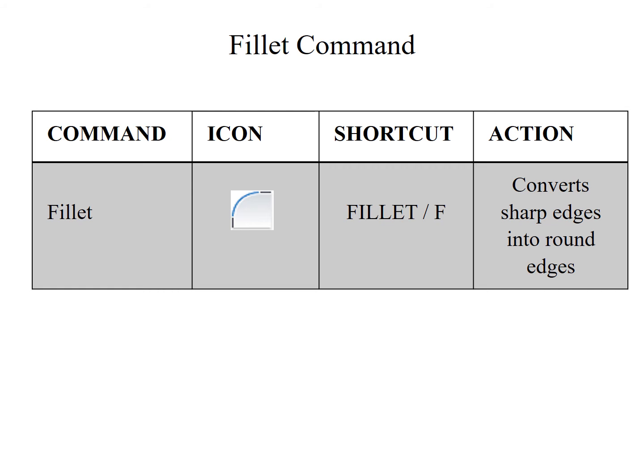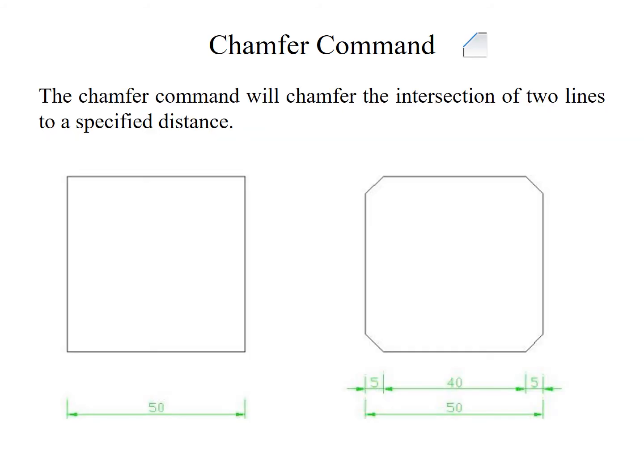First one is the fillet command. Fillet command, as you can observe inside the figure, is the icon or image for the fillet command. The shortcut key is F, which converts sharp edges into round edges. You need to provide a radius for that. Next command is the chamfer command. The chamfer command will chamfer the intersection of two lines to a specified distance. Here you can find the chamfer edges inside the figure.